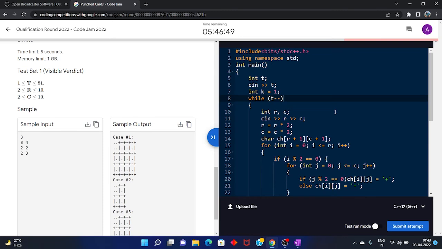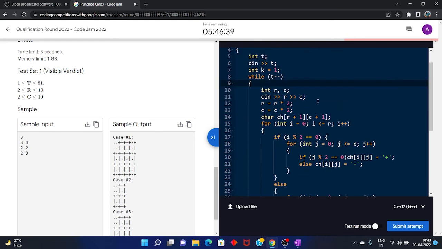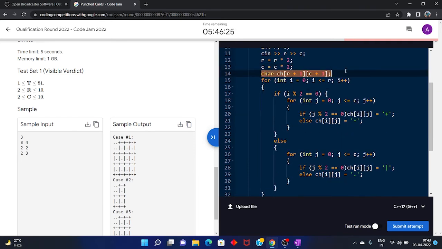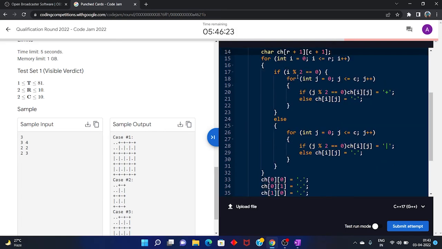So let's code the question now. I have taken the input in T, and for the printing format I have taken an extra variable, K. I have taken the input R and C, and as I told you, the required number of rows will be 2 into rows plus 1, and the required number of columns will be 2 into columns plus 1. I have made a character 2D array and iterated over the rows. I am using zero indexing here, so I will consider the first row as an even row.